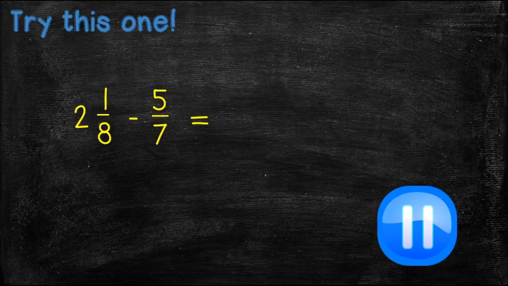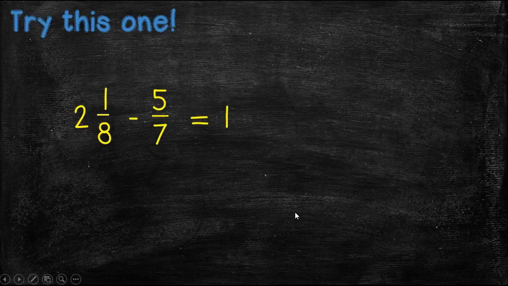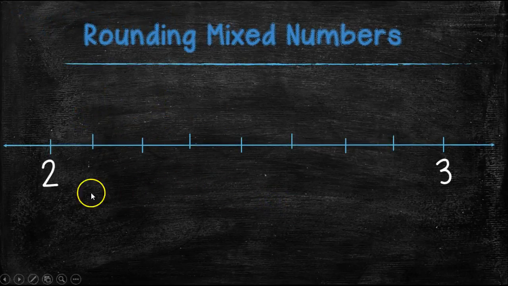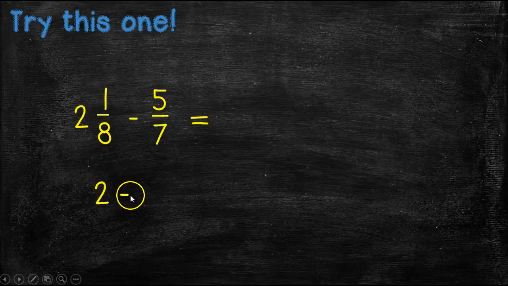Coming back in 5, 4, 3, 2, 1. Did you get an answer of 1? Well, let me show you how I got it. First, we need to figure out 2 1/8. Where is that going to be on a number line? Well, 2 1/8 is going to be between 2 and 3. Here I have a number line split into eighths, and we know 2 1/8 is going to be closest to 2. So we're going to write down 2.